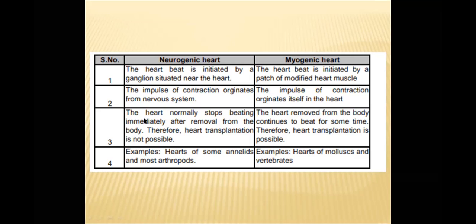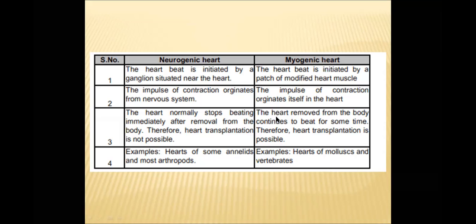In a neurogenic heart, the heart normally stops beating immediately after removal from the body. Therefore, heart transplantation is not possible in these organisms. Why? Because to start the heartbeat, the nervous system is required. But when the heart is separated from the body, it is separated from the nervous system. When there is no nervous system connection, the heart stops functioning. That's why it is not possible.